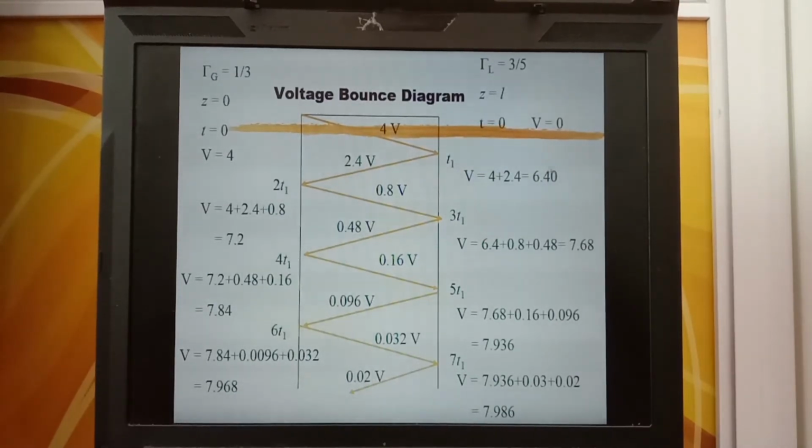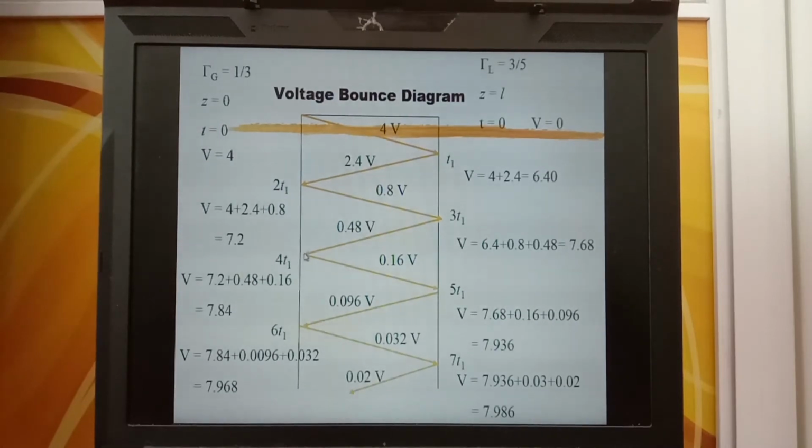But at time t equals 3t1, the total voltage at the load end is the original voltage of 6.4 volt plus the positive going wave of 0.8 volt and the negative going wave of 0.48 volt. So that gives us a voltage of 7.68 volt. This reflected voltage of 0.48 volt will then travel back to the generator at time t equals 4t1.